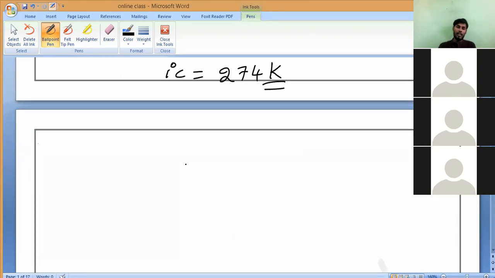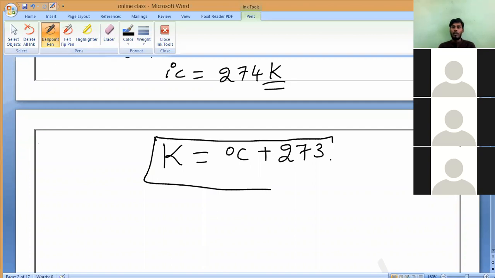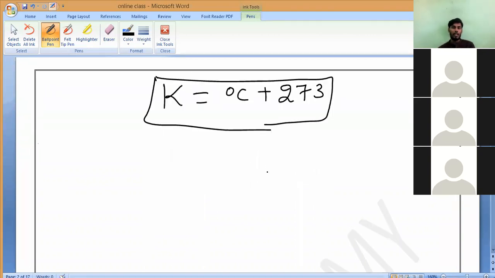So I can write the formula: Kelvin scale K equals degree Celsius plus 273. When we are converting degree Celsius to the Kelvin scale, we have to use this relation. This is formula 1. Note it.